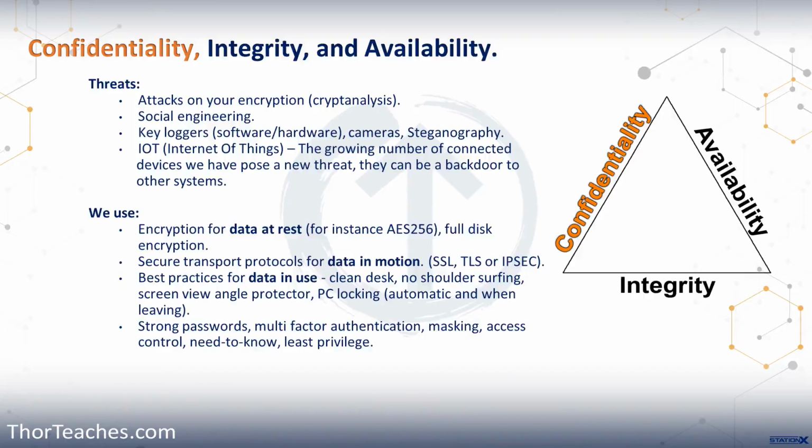We have data in motion, that's data traversing the network. And then we have data in use, that's actively being used on a workstation or a server. For data at rest, we encrypt it. We have encryption on everything. It's just sitting there, not doing anything, and it is much safer if it is encrypted.